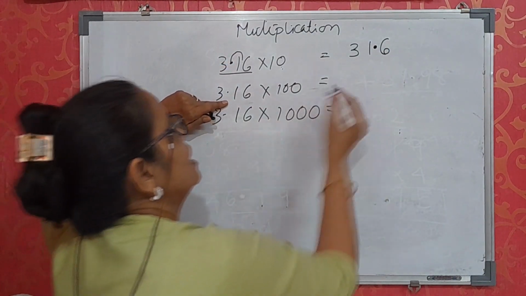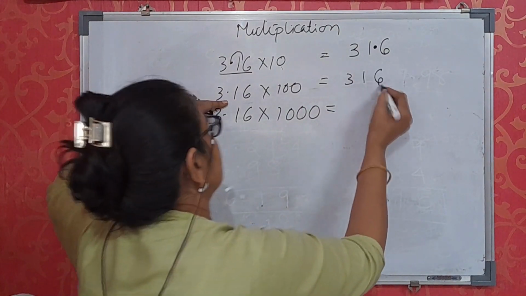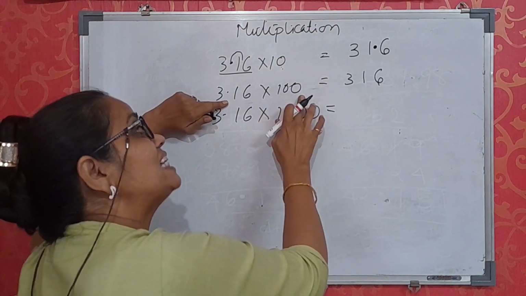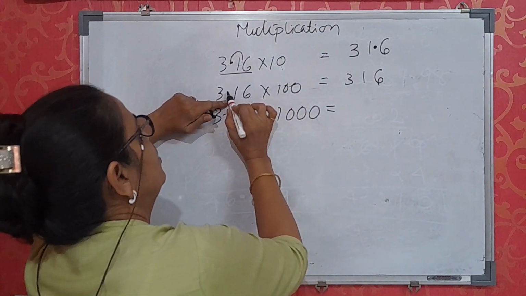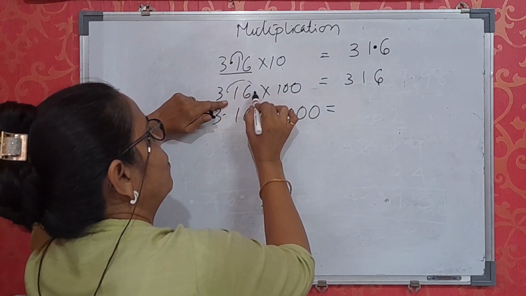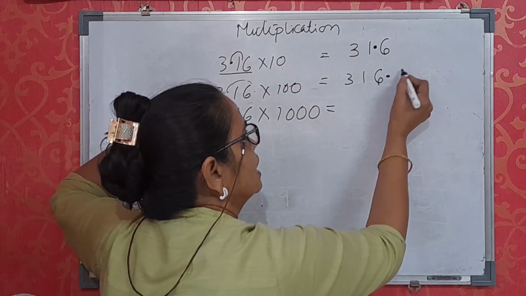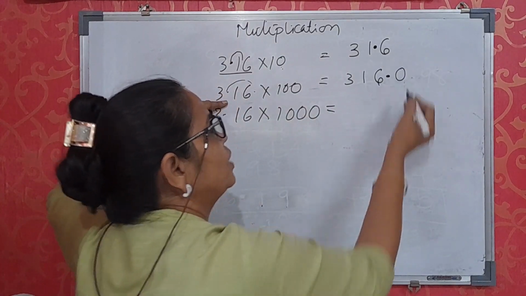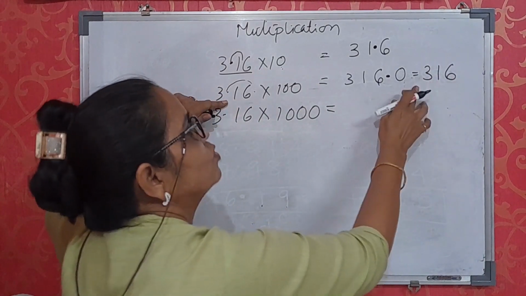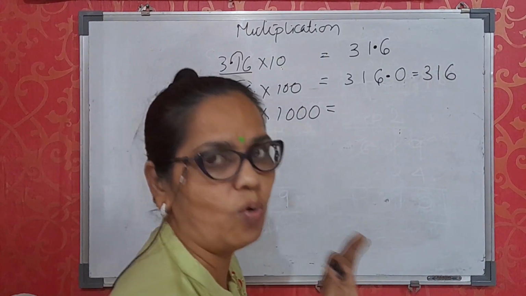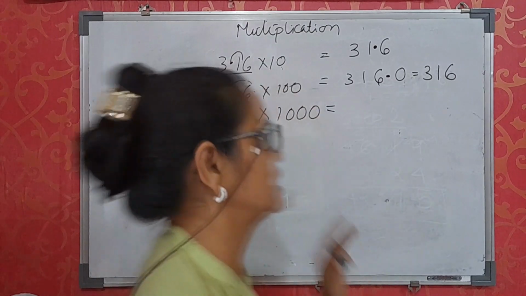Now same way here write 316. Now here hundreds place. That means after hundreds place you have to shift your decimal point. That would be after 6. Now here no number, you can put it 0, or else before decimal it becomes whole number. You can write only whole number 316.